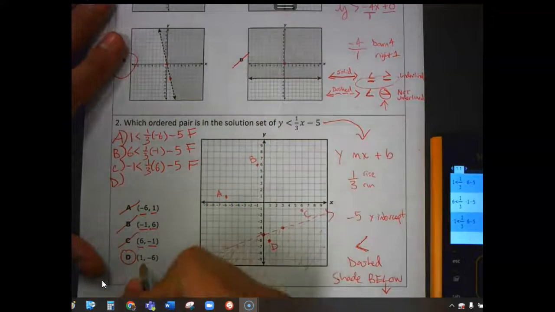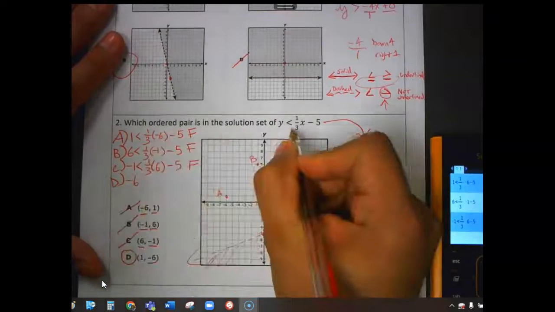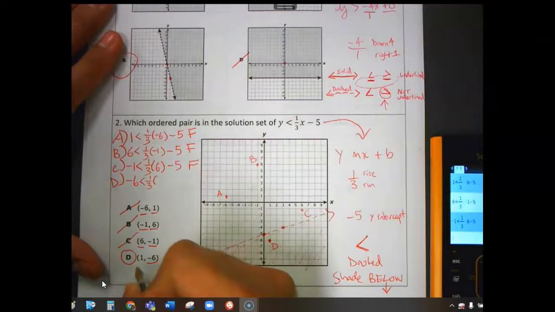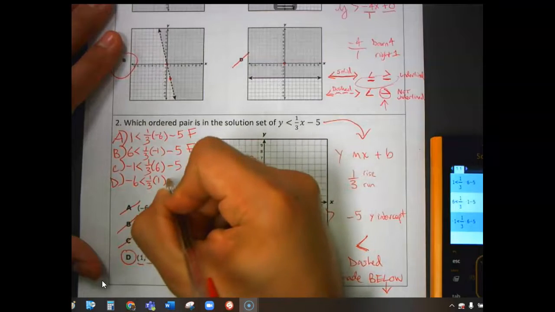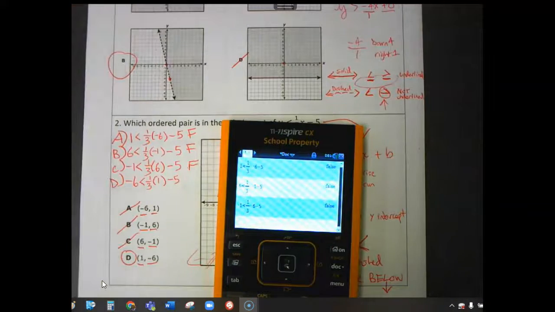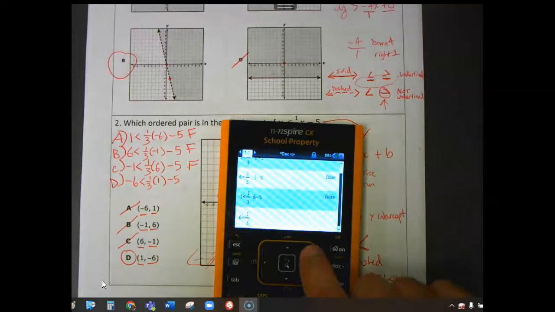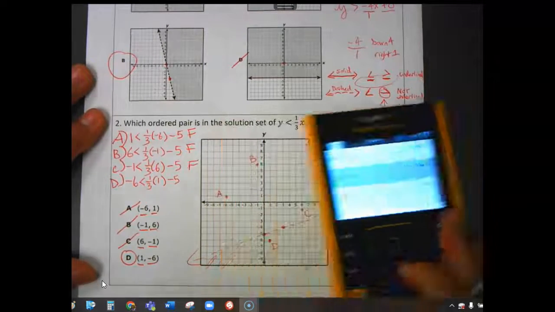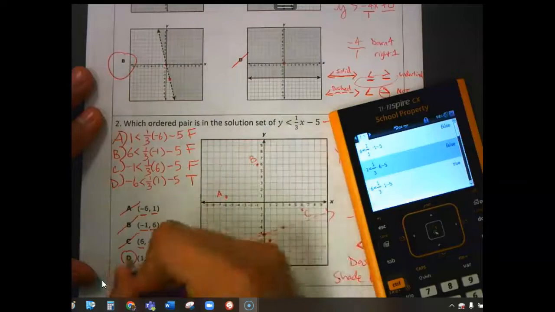So again, the y value is -6, less than 1/3 x, so less than 1/3, and instead of x we put 1 minus 5. Let's type it in. Negative sign 6, control equals, less than 1, control divide 3, go to the right, parentheses 1, minus sign 5. It's true. Okay, this one's true, this one's right.